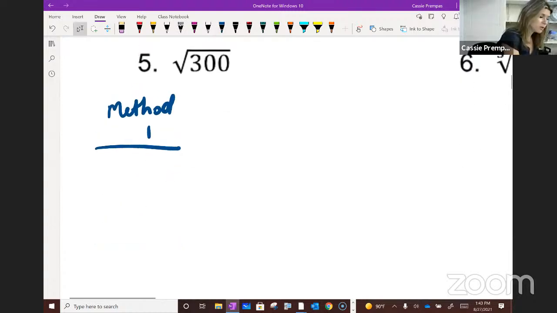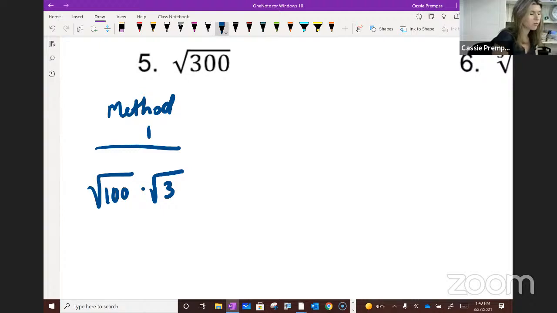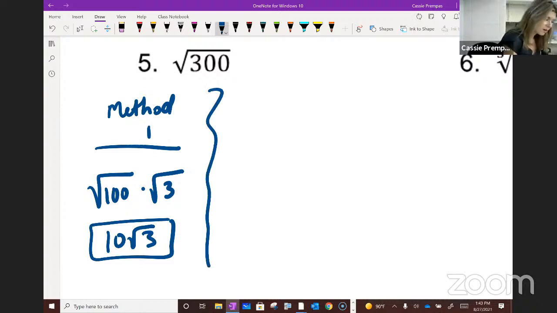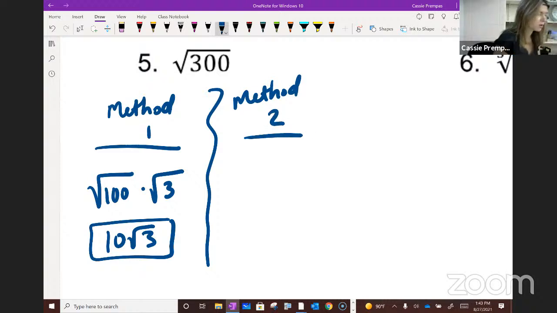100. So if I'm using method 1, I would say that the square root of 300 is the square root of 100 times the square root of 3. What is the square root of 100? 10. So if you know your perfect squares, you would use method 1. If I didn't know that, I'm like, oh, I forgot that 100 was the highest perfect square that goes into it. What else could I do?